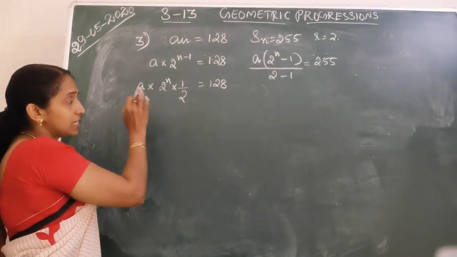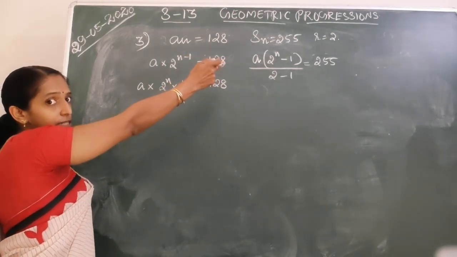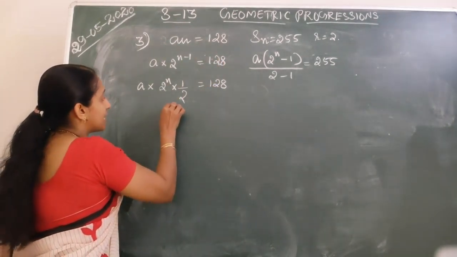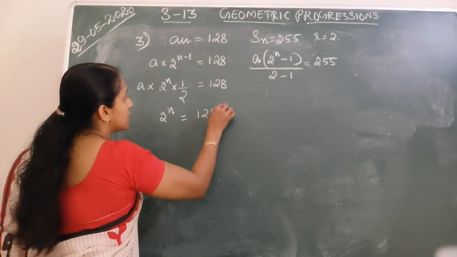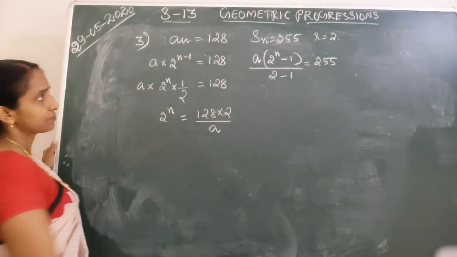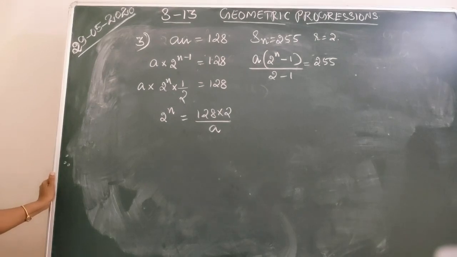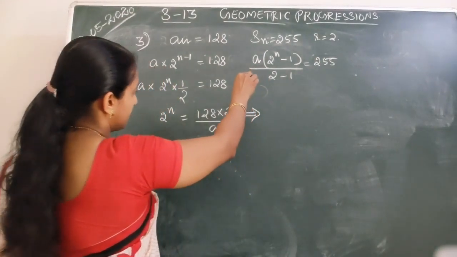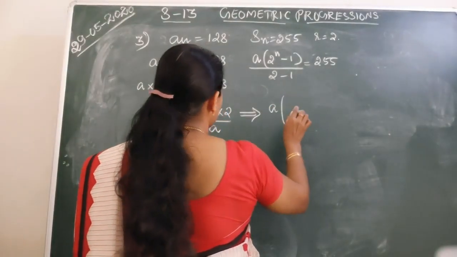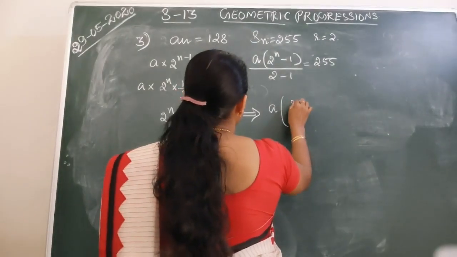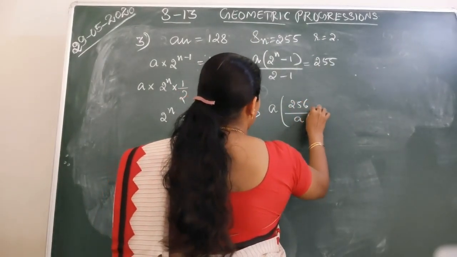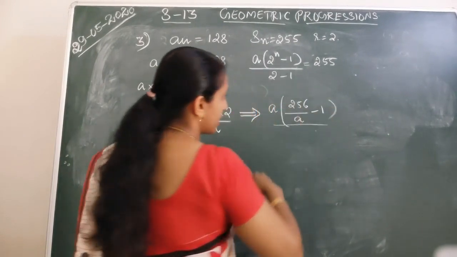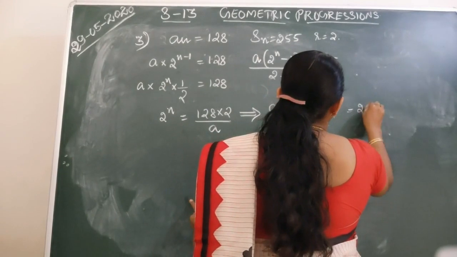Right? Or you can take 2 to the power n, because that 2 to the power n you can substitute there. So I am taking 2 to the power n as 128 into 2 upon a. I think you got it. And substituting it in the second formula, 2 to the power n we got as 128 into 2, which is 256, upon a minus 1 by 1. 2 minus 1 is 1 only. That is equal to 255.